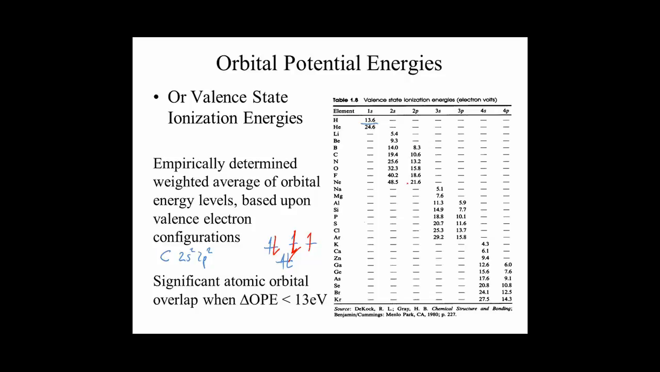Using these empirically determined values can help us determine how strong the orbital overlap will be when we do these linear combinations, because one of our tenets is that similar energy gives maximum overlap. Well, how similar? Using these values on this table, we can say that there will be significant atomic orbital overlap when the difference between the orbital potential energies is less than 13 electron volts.